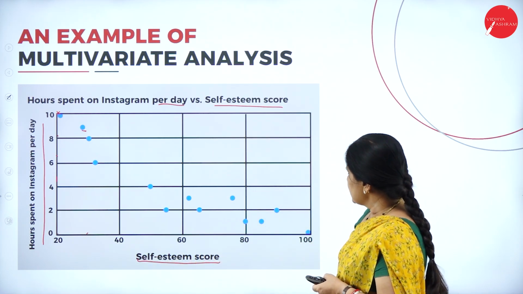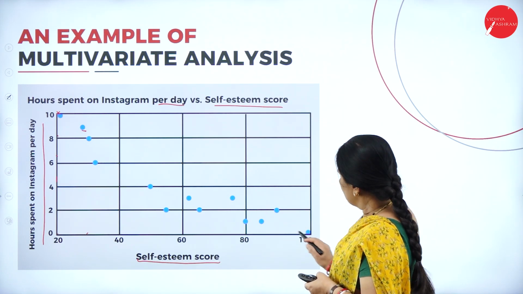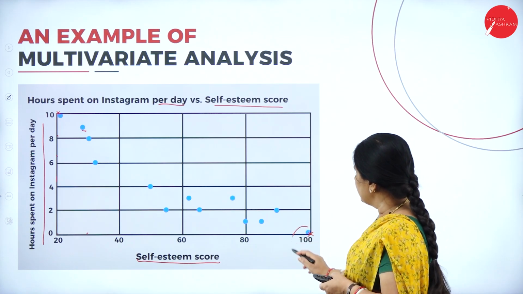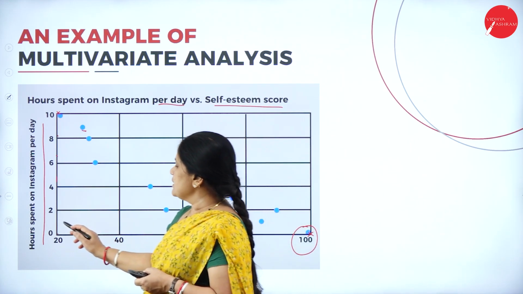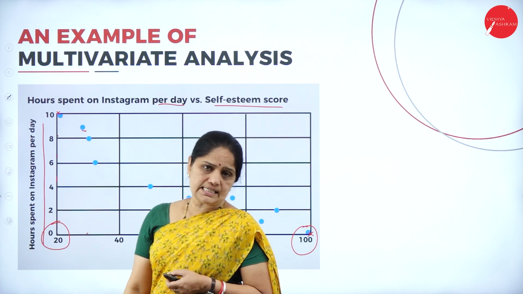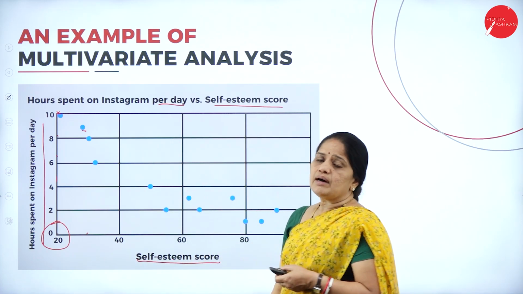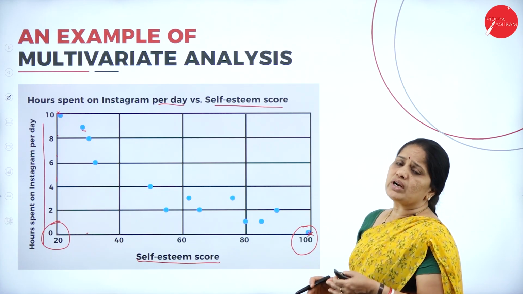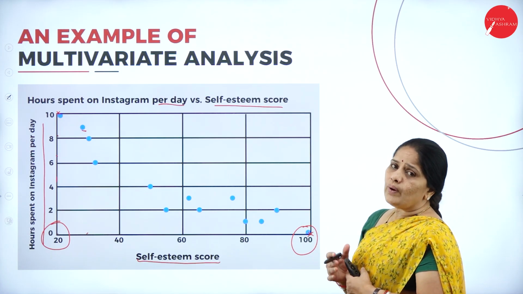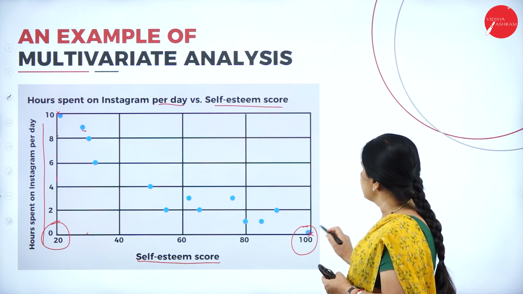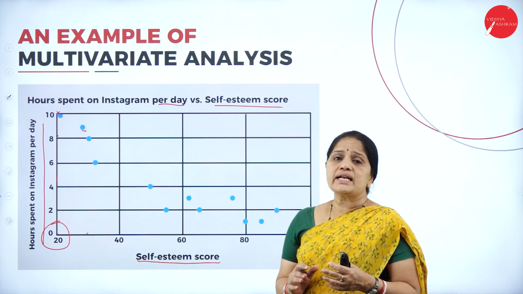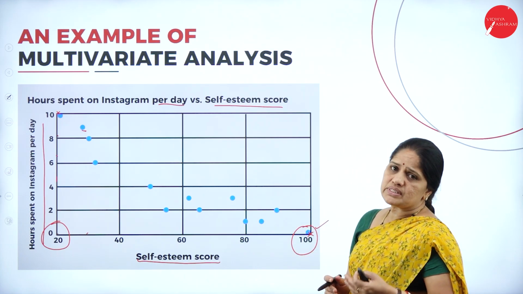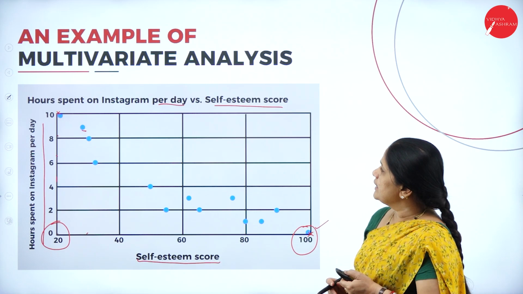If we analyze in this way, a person with a high self-esteem, that is 100, will be spending 0 hours on Instagram. That means a person with a lower self-esteem will be more and more involved in social media, whereas a person with a high self-esteem will not be connected so much to mobiles, or will not involve himself more with social media.